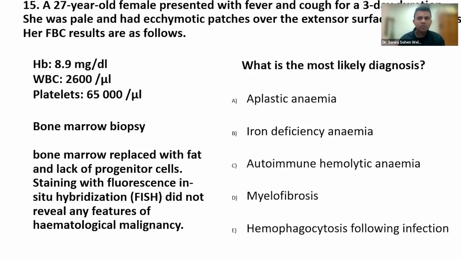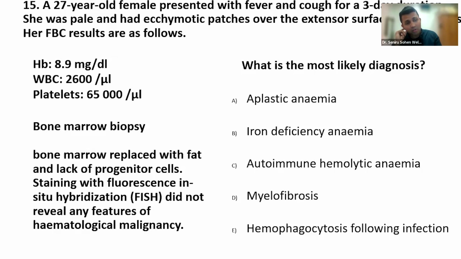Right, so here we have a 27-year-old female who presents with fever and cough for 3 days. She was pale and had ecchymotic patches over the extensor surfaces of the arm. So fever and cough, some bleeding manifestations and anemia. Full blood count results are as follows. Hb is 8.9, low, WBC is 2.6, low, platelets 65,000, low. So she is having pancytopenia.